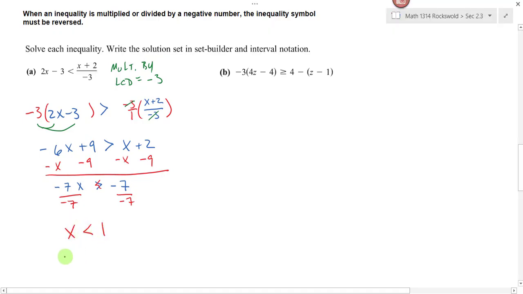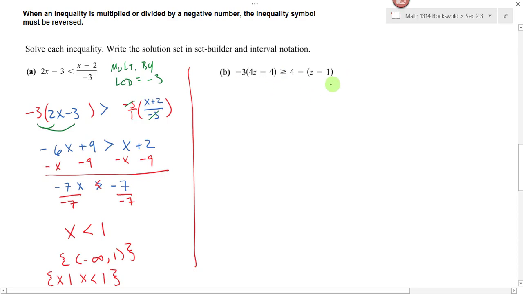If you wrote this using interval notation, it would be the set of values that go from negative infinity to 1, and both of those get parentheses. If I wrote it in set builder notation, it would be the set of x's given the condition that x is less than 1. On part B, what do I want to do first?